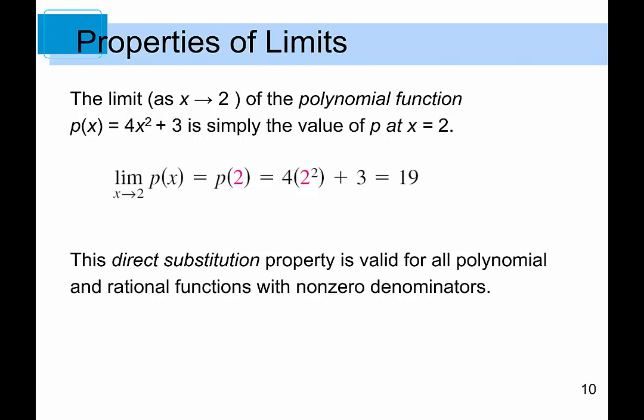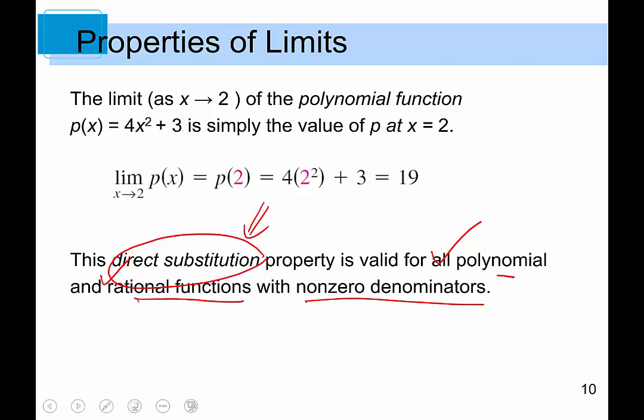So the limit as x approaches 2 of a polynomial function p of x equals 4x squared plus 3 is simply the value of p at x equals 2. So using the direct substitution method, replace x with 2 and then you end up with the result. The direct substitution property is valid for all polynomial and rational functions with non-zero denominators. So for polynomials and rational functions, you can apply the direct substitution property, which is the simplest method you can ever have.